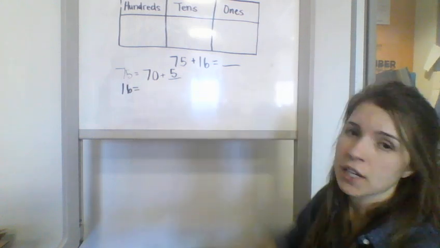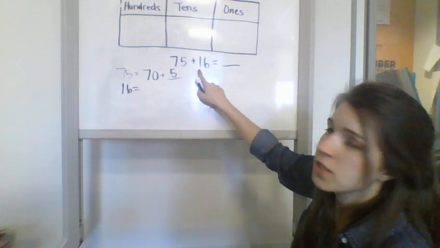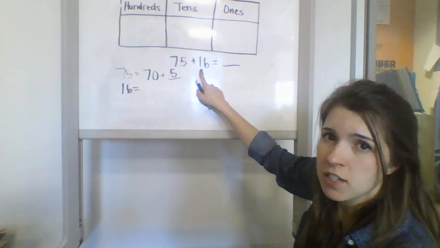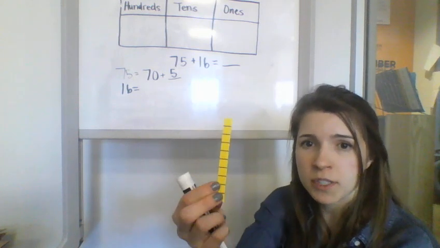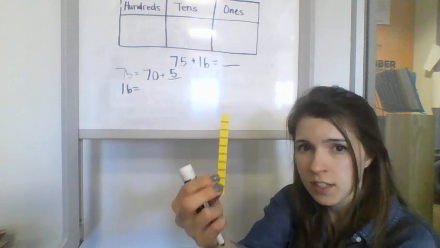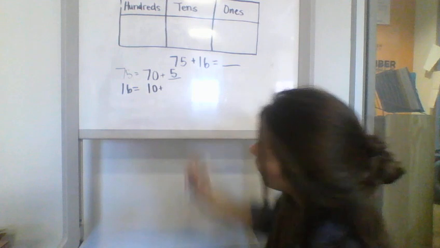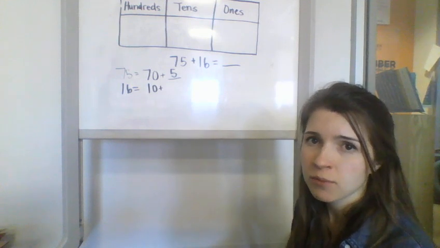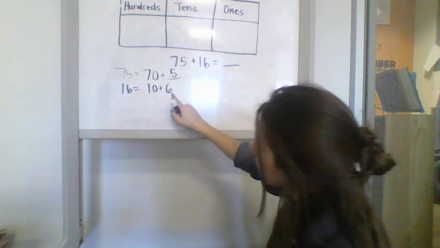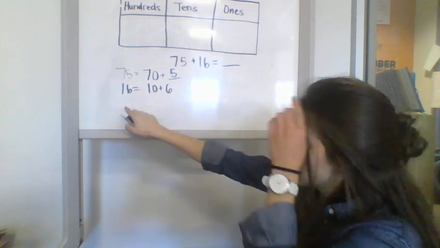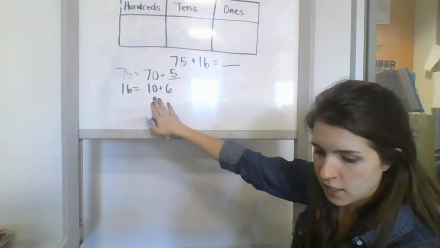So 16, we're going to break it down into groups of 10 and ones and find that value. So 16, there's a 1 in the tens place value. So one group of 10, and you count by tens, this equals 10. So 10, now how much is in the ones place value? 6, that's right. So 10 plus 6 equals 16. So 70 plus 5 equals 75, and 10 plus 6 equals 16.